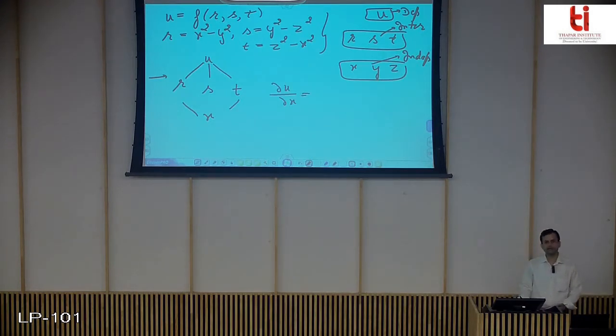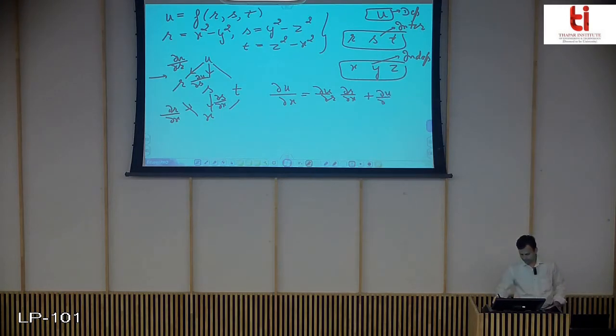According to the T diagram, the formula for this will be ∂u/∂r into ∂r/∂x, plus part 2. This is ∂u/∂s and ∂s/∂x. So ∂u/∂s · ∂s/∂x, as we did in the previous lecture. Route 2, part 2, this branch, first branch into second branch.